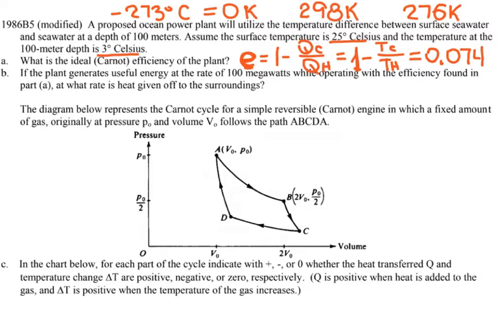If the plant generates useful energy at the rate of 100 megawatts while operating with the efficiency found in Part A, at what rate is heat given off to the surrounding? We know another formula for efficiency is how much work an engine can produce depending on how much heat is given to it. So work over heat in, and heat in is the hot.